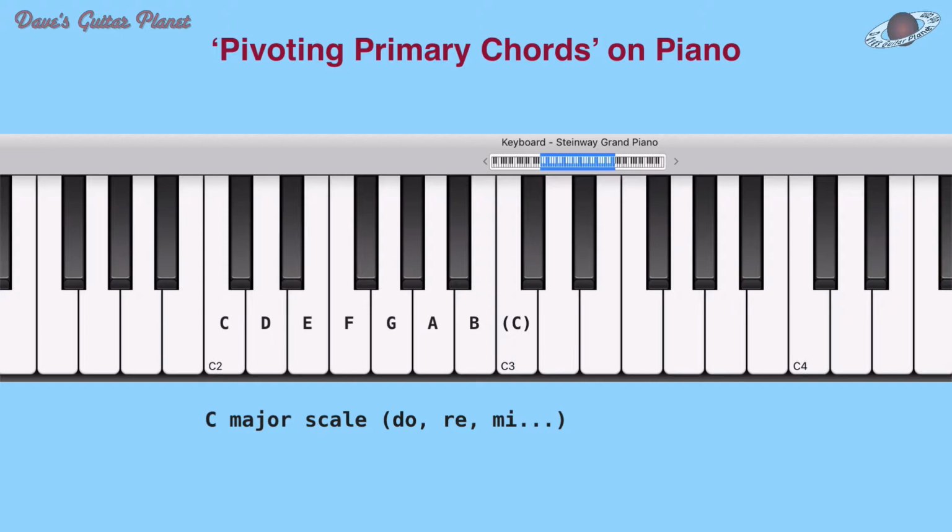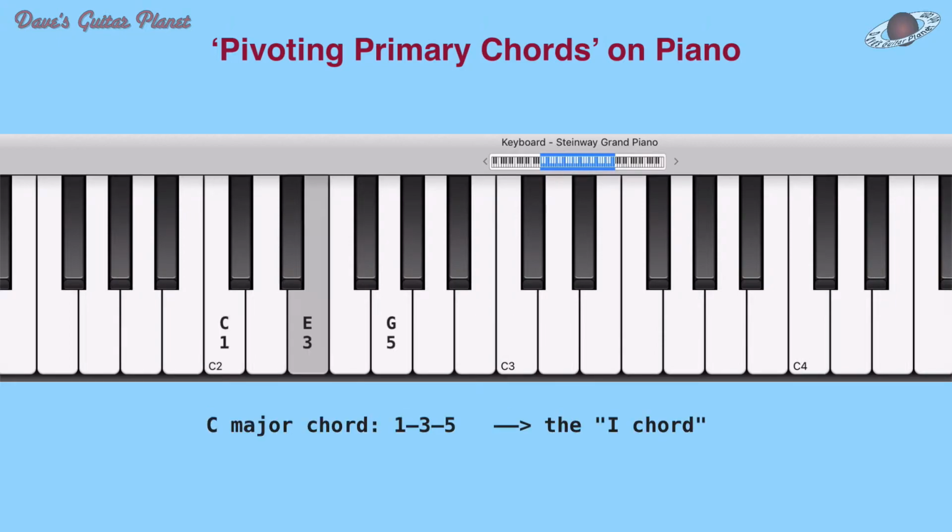In music theory, we turn it into numbers. 1, 2, 3, 4, 5, 6, 7, 8. So a C major chord is every other note of that scale: 1, 3, 5. And then when you play it together, that makes a chord.